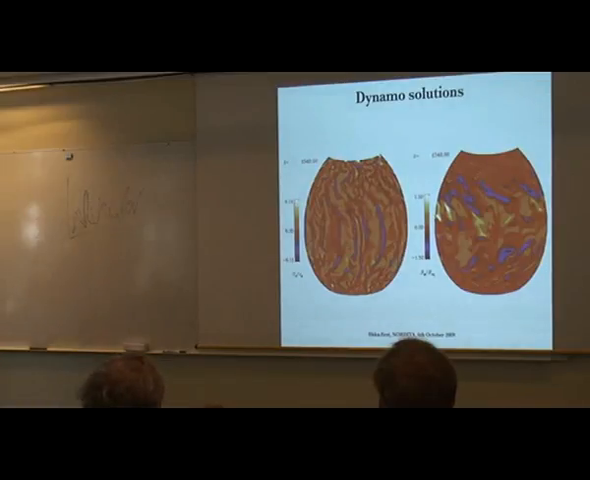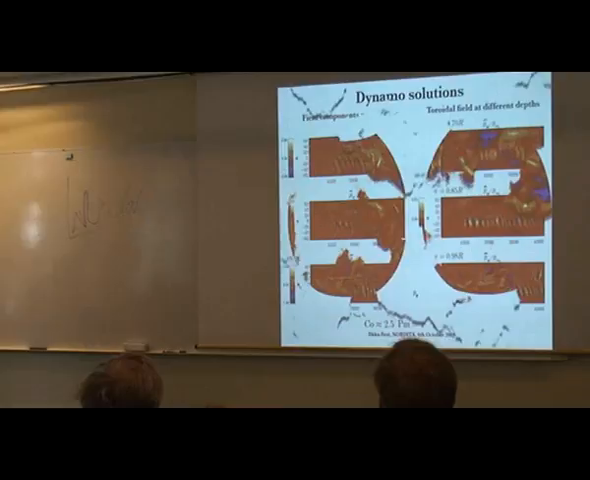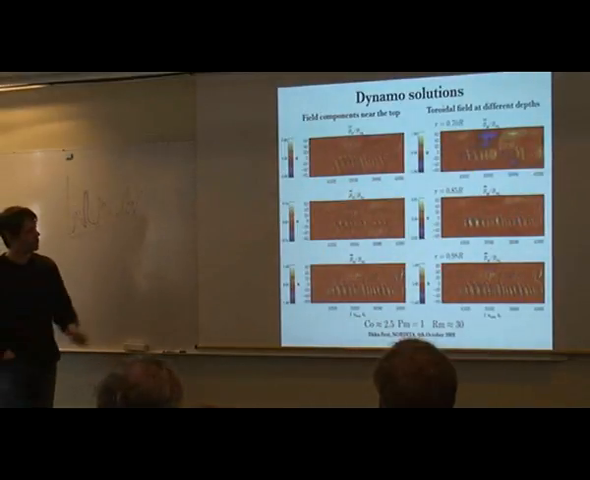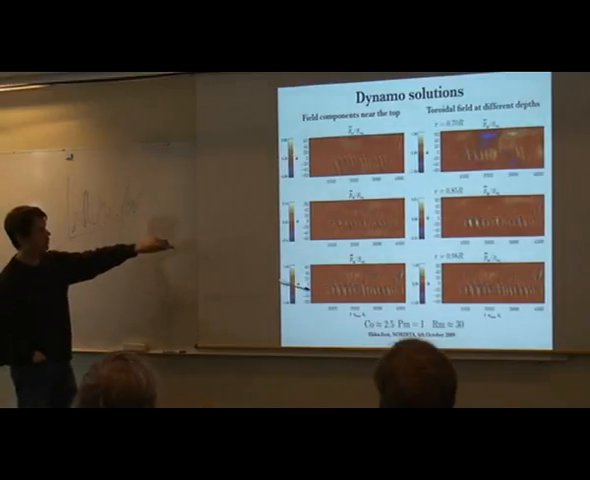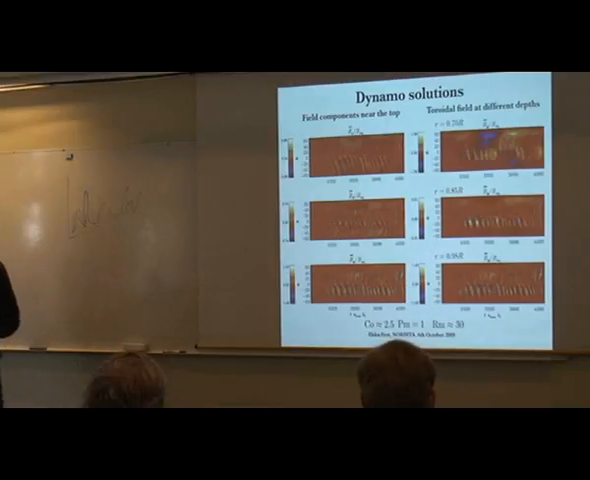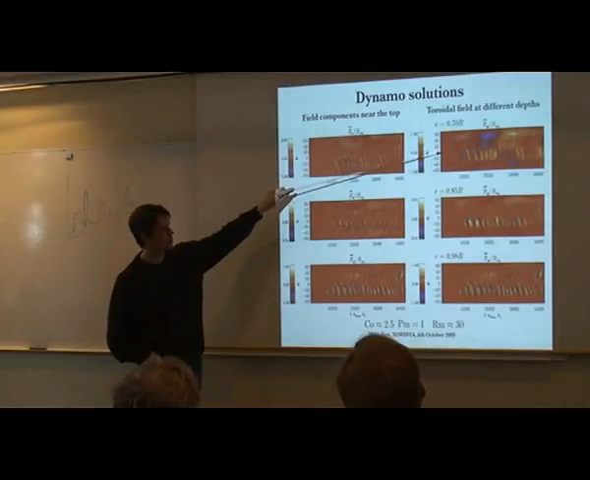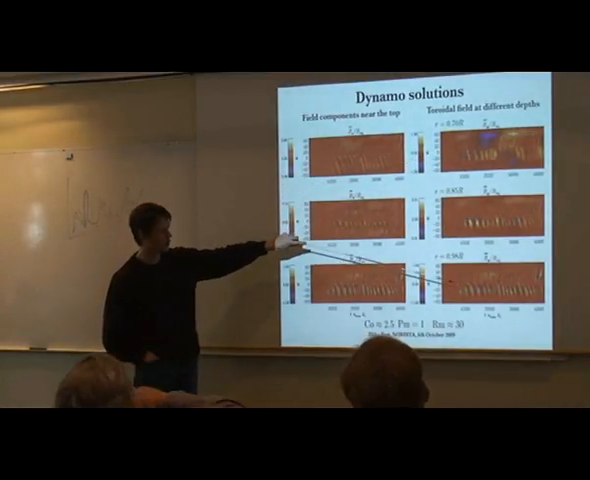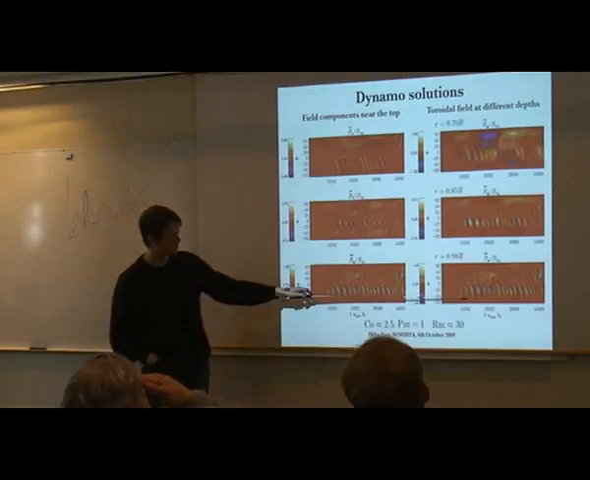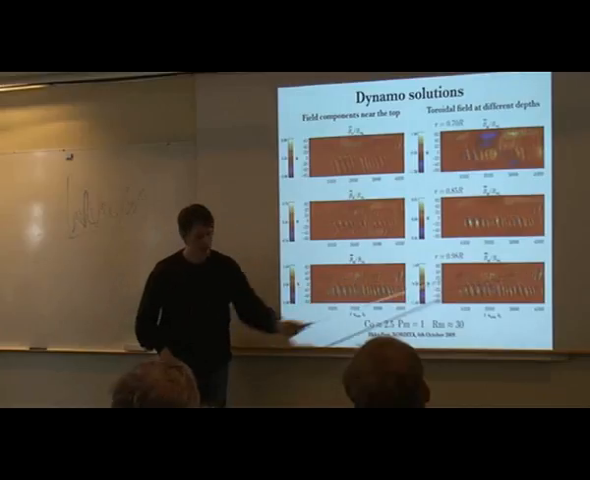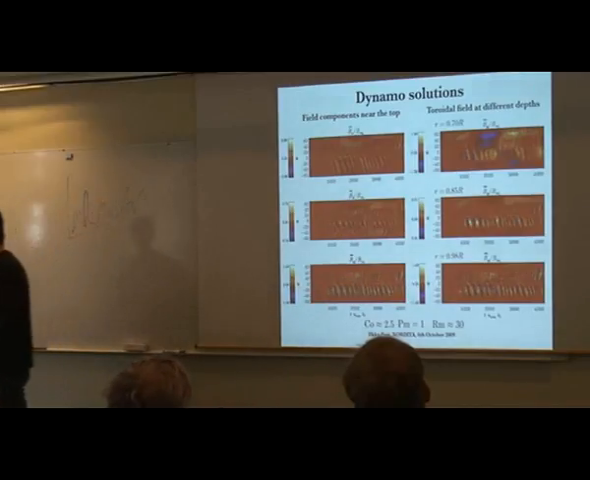Then if we run, okay, wait, this is actually not the same simulation, but a very similar one. So here you see different field components. This is the azimuthal average, so this is kind of like your butterfly diagram of the field. And here you see the toroidal field at different depths: the base of the convection zone, the middle, and near the top. So you see that in the beginning, for a long time, the southern hemisphere is stronger, and then towards the end, the northern hemisphere becomes more active.